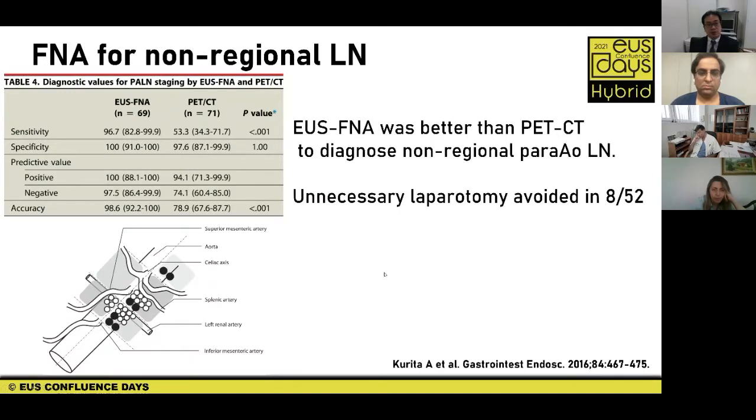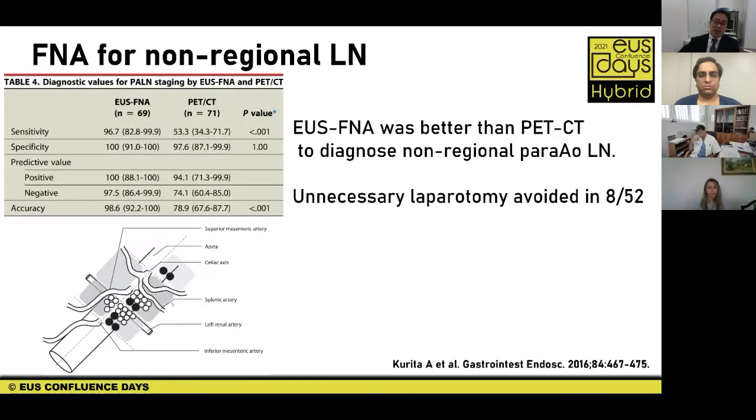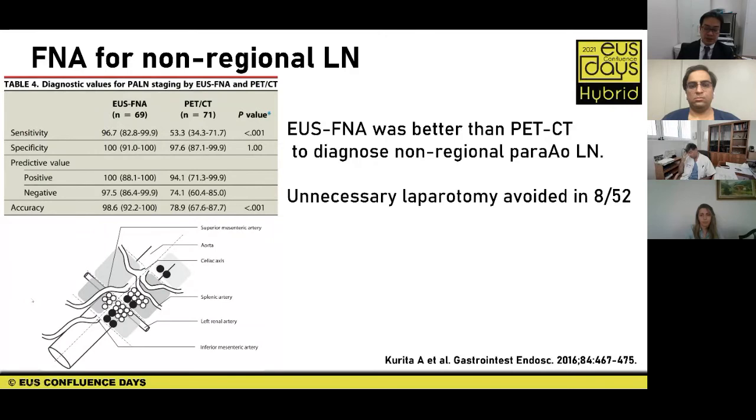And we can also evaluate non-regional lymph nodes like a para-aortic lymph node when we perform EUS. In this Japanese study, they compared EUS-FNA with a PET-CT scan. And EUS-FNA was better than PET-CT to diagnose non-regional para-aortic lymph nodes. When there's a positive non-regional para-aortic lymph node, then we can avoid unnecessary laparotomy. In this report, they found non-regional para-aortic lymph nodes in 8 out of 52 patients. So it can avoid unnecessary surgery.